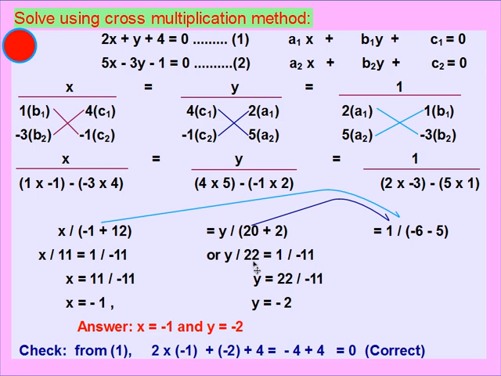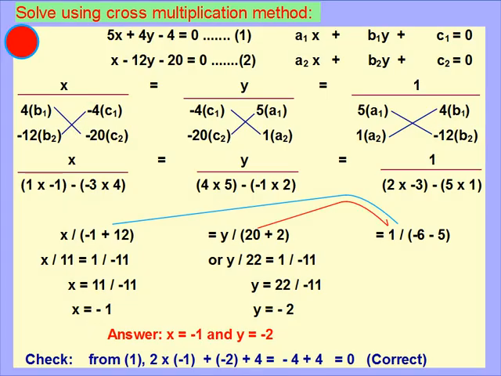Then y upon 22 is 1 upon minus 11. So y is equal to 22 upon minus 11, y is equal to minus 2. This is my own research because it gives me peace, so I hope it varies from person to person. So x is equal to minus 1, y is equal to minus 2. We got the answer, you can check it.